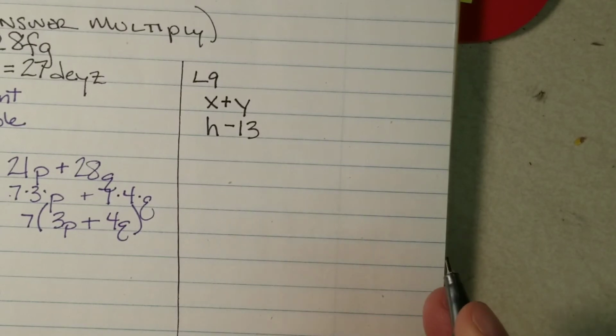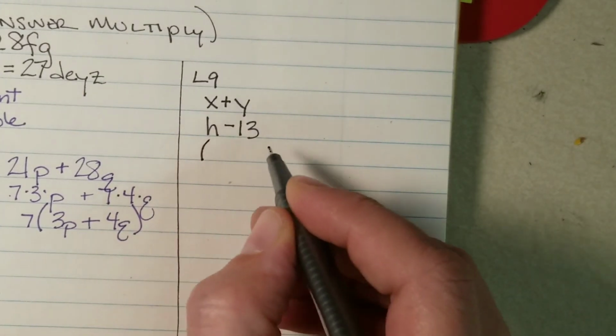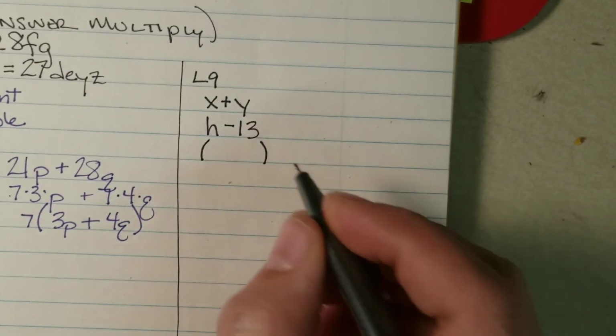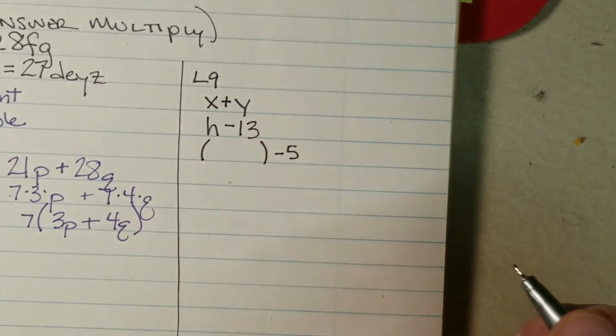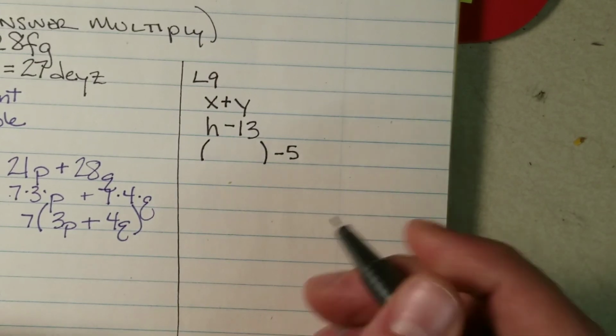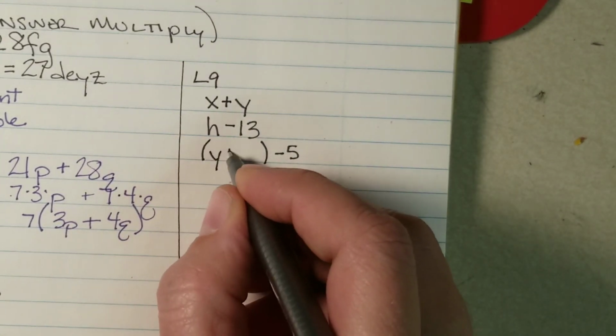All right, last one, and I'll let you get started. Write an expression to show 5 less than the sum of y and g. Five less than means we're going to have something and take 5 away. What are we going to take 5 from? The sum of y and g.